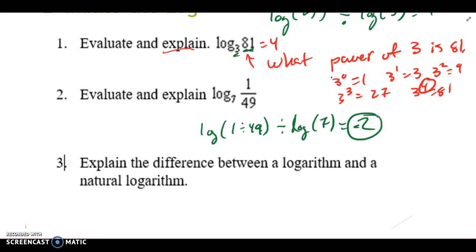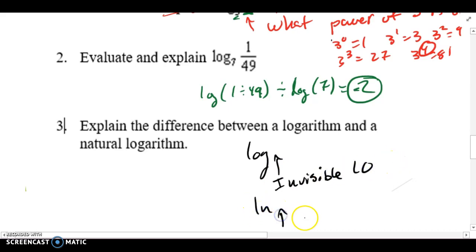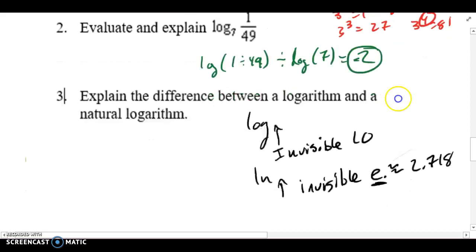So there's not much difference between logarithm and natural logarithm. They're both kind of the same idea except one thing. A logarithm will have a base here normally, and if it's not there, there's an invisible 10. Natural log is ln, and there's an invisible e there, which is about 2.718. And that's kind of what I'm looking for, as well as any other thing you'd like to describe.